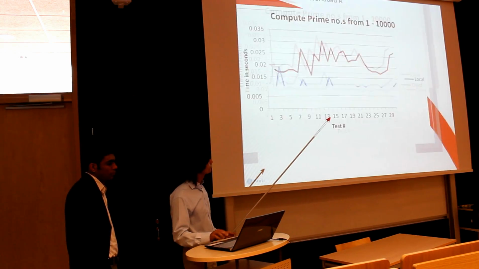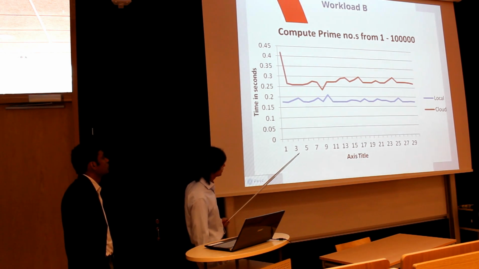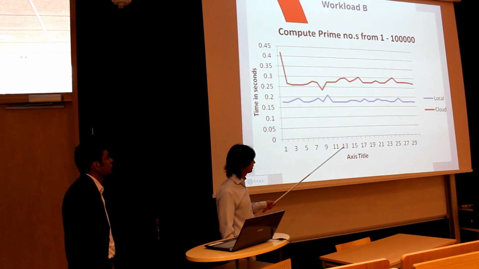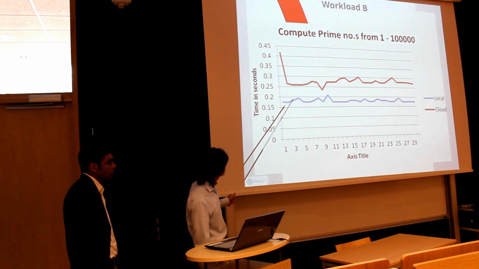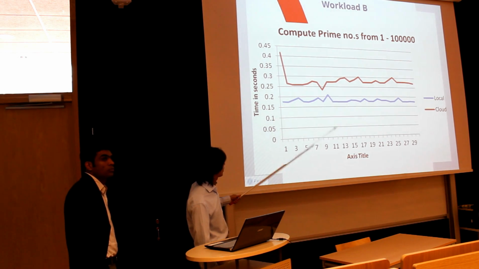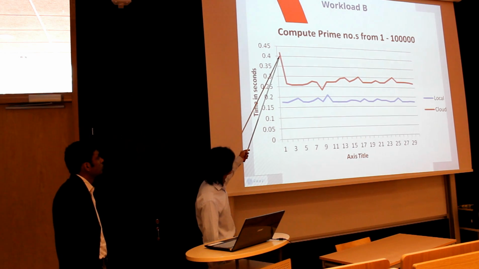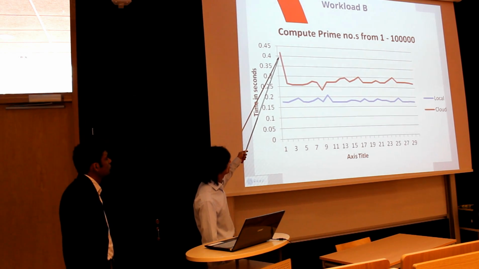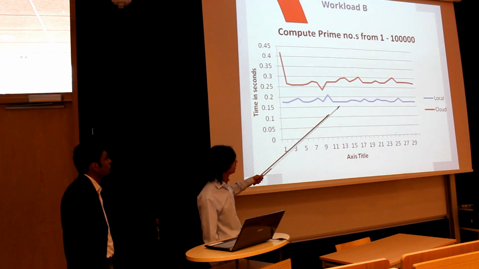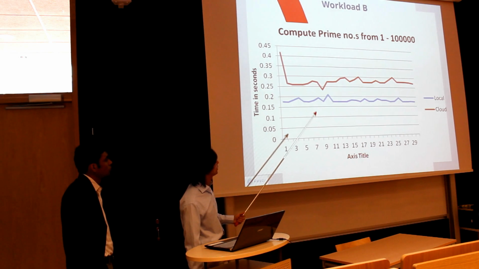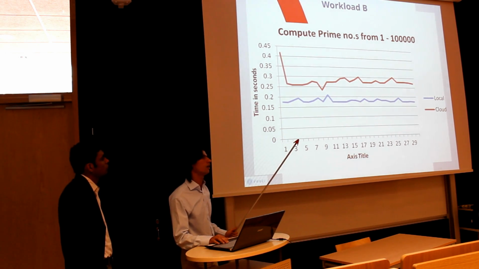And for workload B, we followed the same procedure. Again, these are the number of tests, experiments, and on the y-axis it's the time in seconds. So again, we ran 30 tests and came up with these results, but the cloud in this first experiment took more time. But we have to report this because we couldn't exclude it. We got this result and we have mentioned it here. The other results are stable and almost the same. That is for workload B, which is computing prime numbers below 10,000.